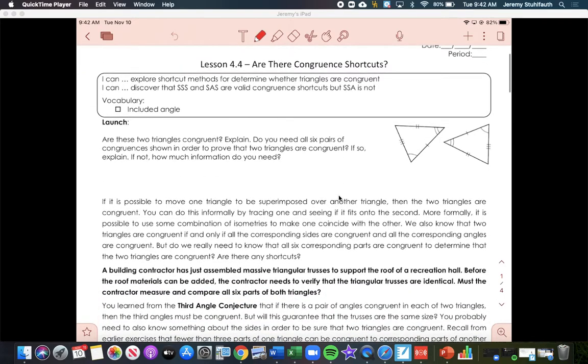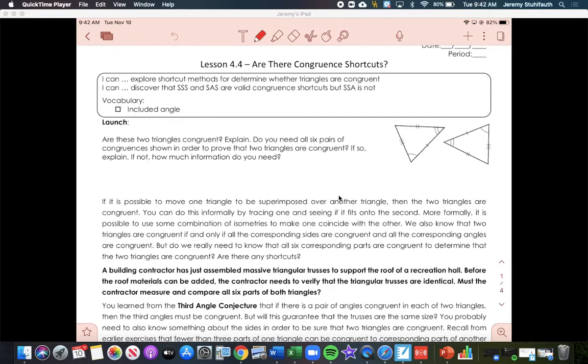So what we're going to look at in this lesson is, are there shortcuts to figuring out if two triangles are congruent? In the past, what we have learned is that if we can recognize that corresponding angles and corresponding sides are congruent, then we are able to say that the two triangles are congruent. So what we're going to look at is, do we need to know all six parts of a triangle are congruent in order to prove that the two triangles are congruent?